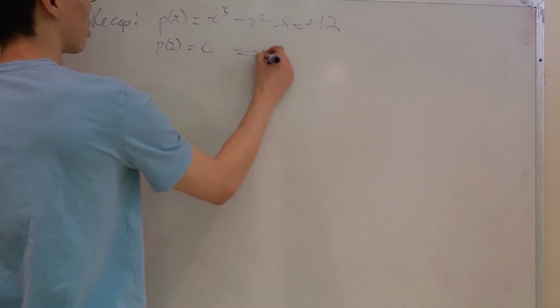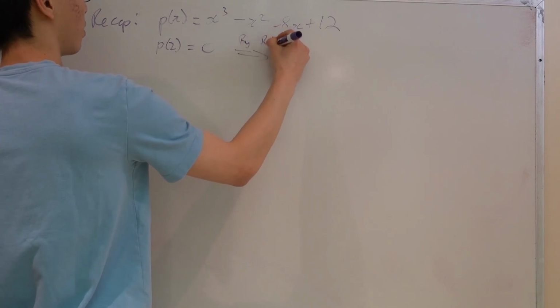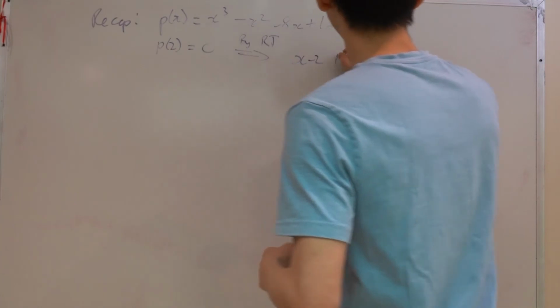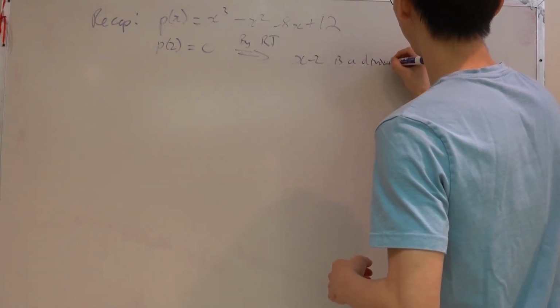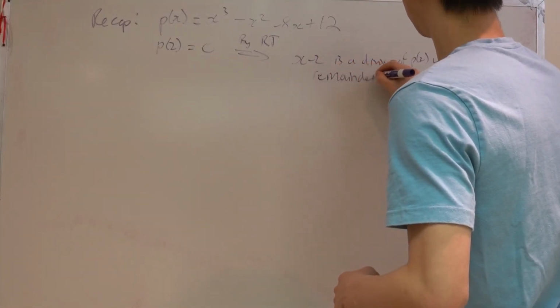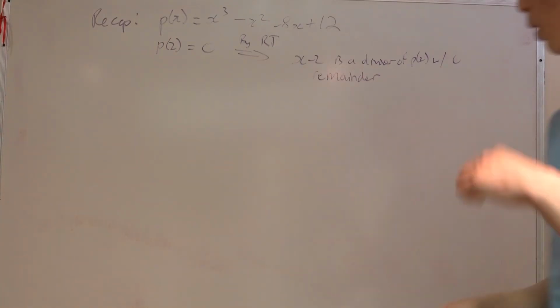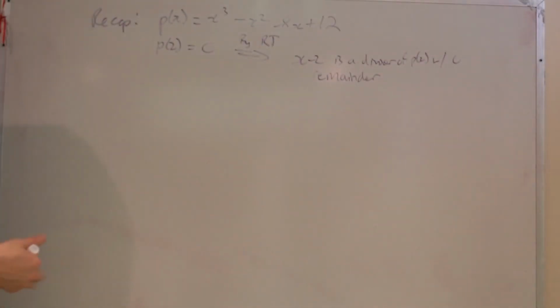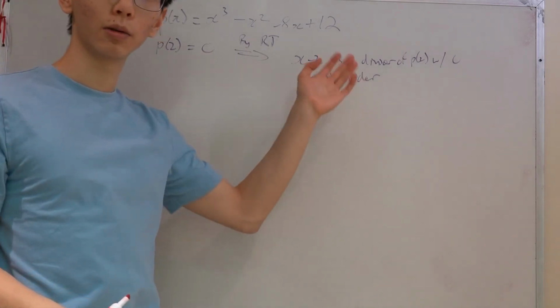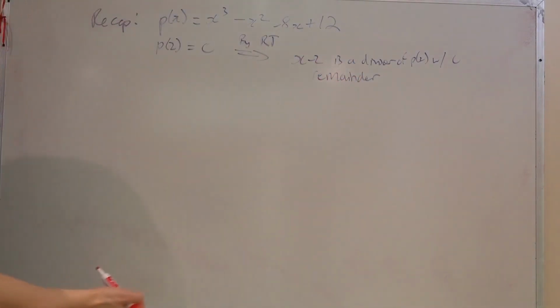What that implies by the remainder theorem, I'll write it as RT, by the remainder theorem, that means that x minus 2 is a divisor of p of x with 0 remainder. And that's a good thing. Great, so now what? Now what we are going to do is divide this polynomial by x minus 2, and we will expect that there is no remainder. Okay? But something interesting should happen after that, hopefully.